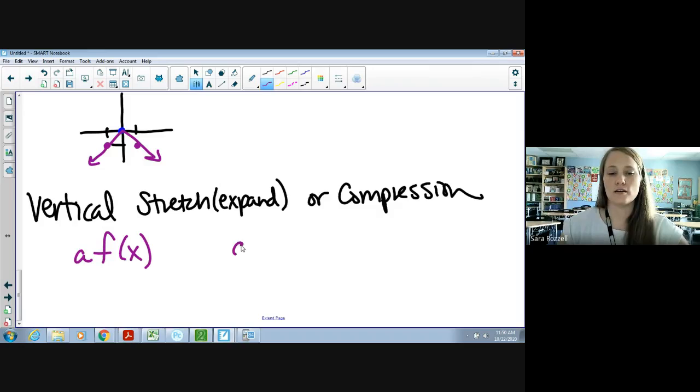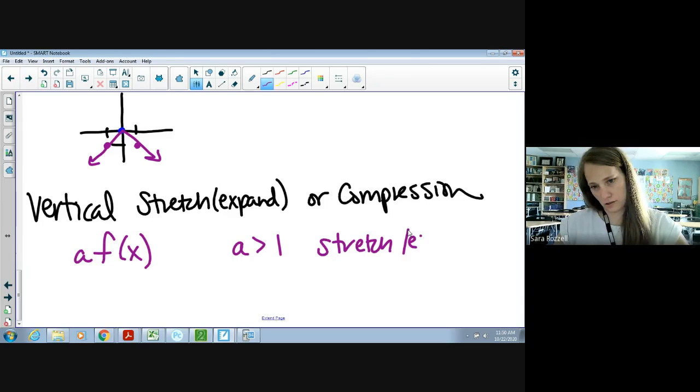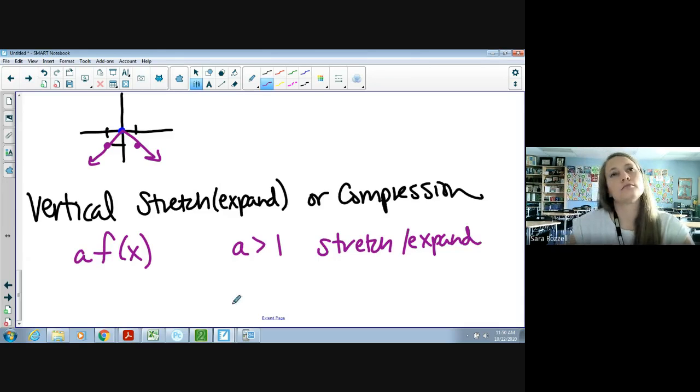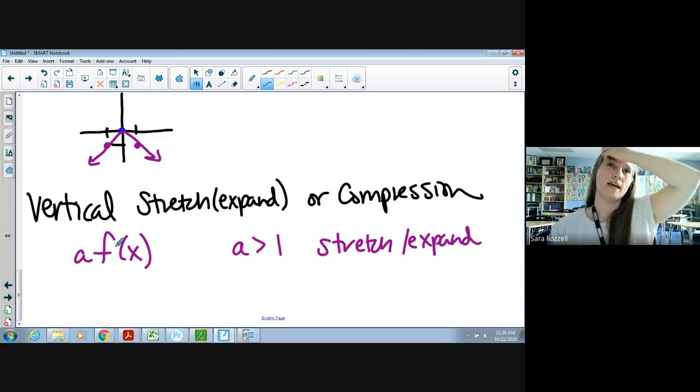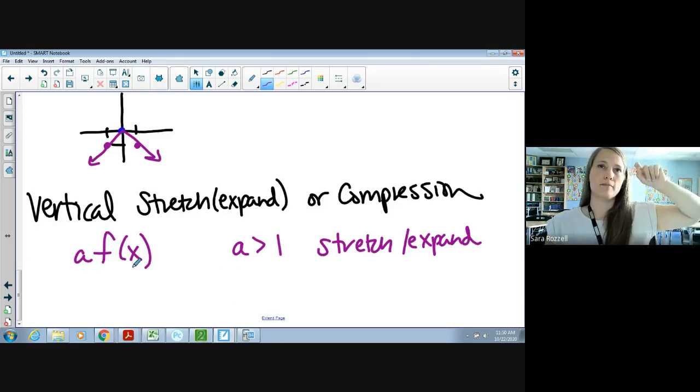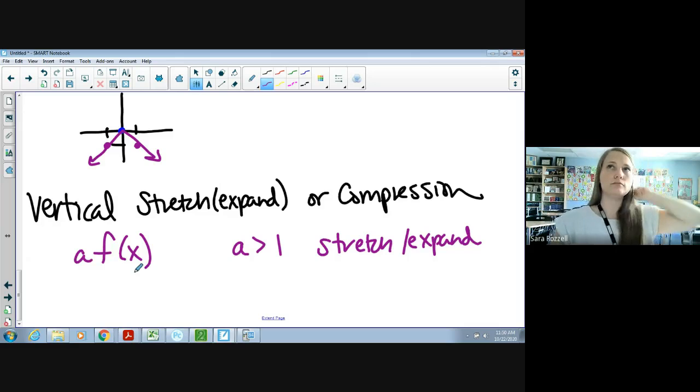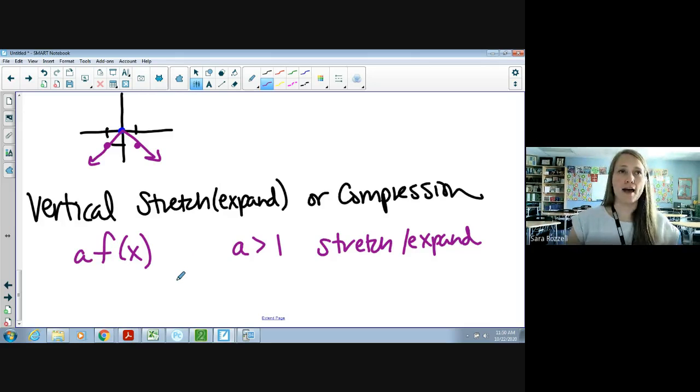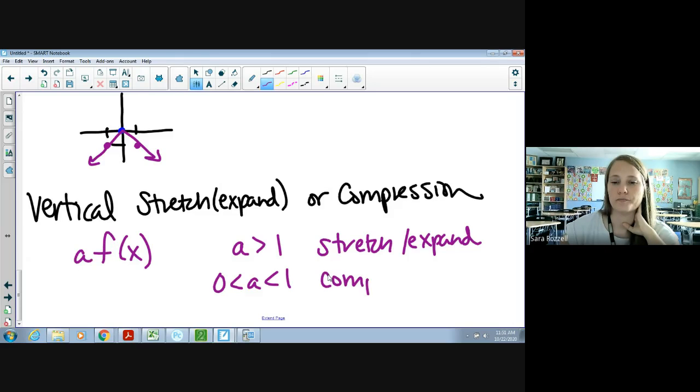So if A is greater than 1, you're going to have a stretch or an expansion. Like if you multiplied it by 2, it's going to get taller. If you multiplied it by 3, it's going to get taller. But if I multiplied it by a half, it's going to get cut in half. Or a third, it's going to get cut in a third. Or a fourth, it's going to get cut in a fourth. So anything between 0 and 1 is going to be a compression.